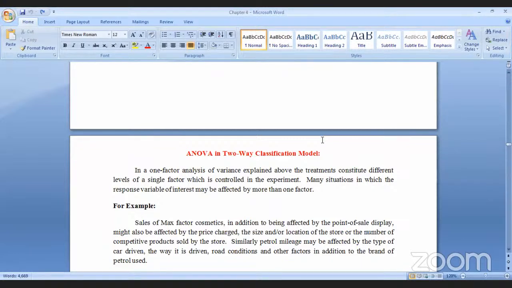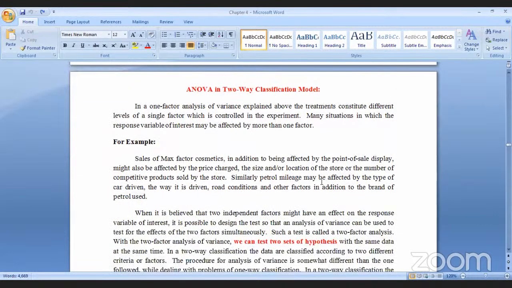Okay, ఒక్కసారి చూడండి. In one factor analysis of variance explained above, treatment constitute different levels of a single factor only, which is controlled in the experiment. Many situations in which the response variable of interest may be affected by more than one factor. See, ఒకటే ఫ్యాక్టర్ ఎఫెక్ట్ అయితే దాన్ని 1-way క్లాసిఫికేషన్ చేశాము. 2 factors involved. So if one factor is affecting another factor, then immediately we are going to take the help of 2-way classification model.